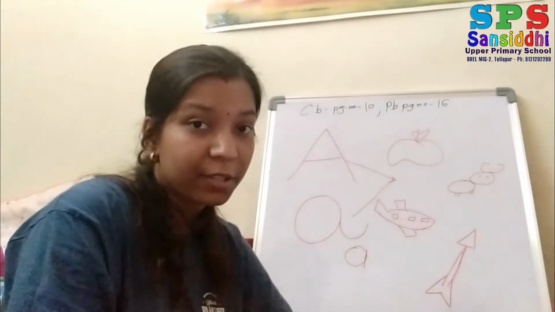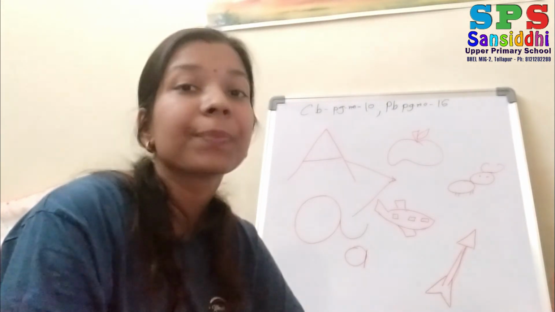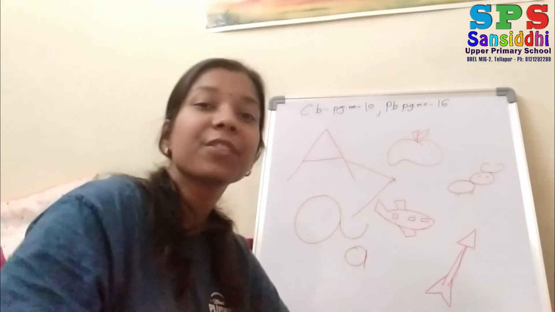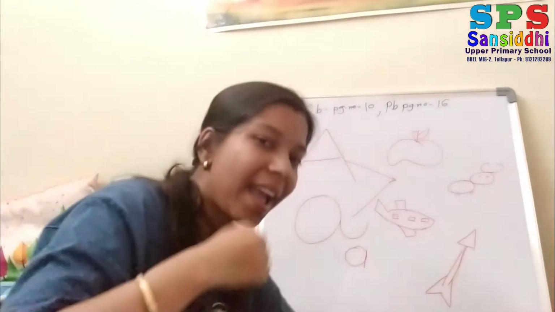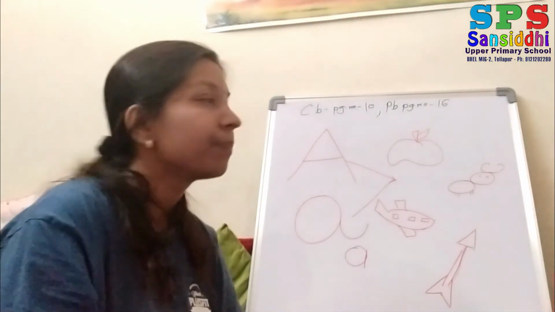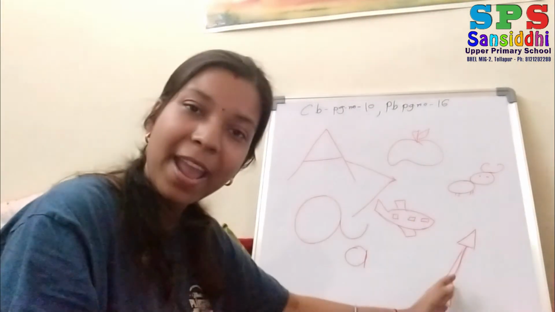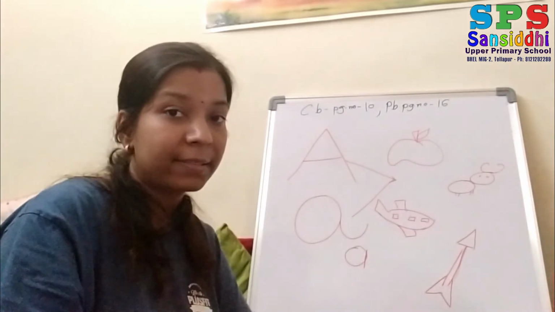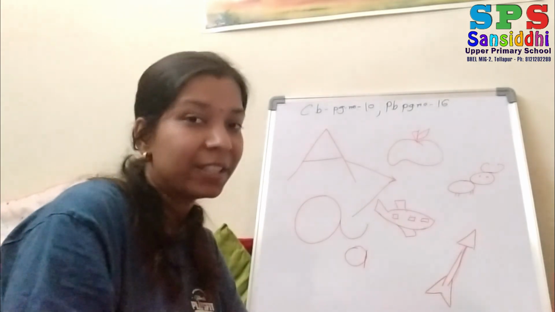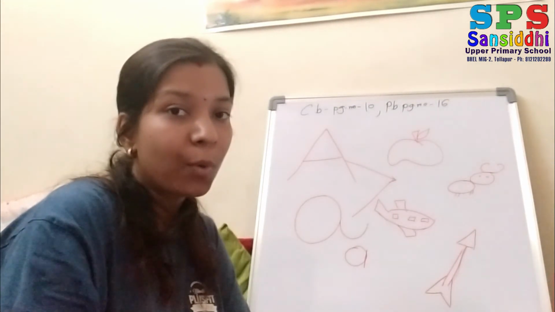So the phonic sound of letter A is A. What is the phonic sound of letter A? A. Again, shall we sing one more time? A is for apple, apple, apple. The phonic sound of letter A is A. So A for apple, A for ant, A for aeroplane, A for arrow. So practice it at your home. We have learned today letter A, right? So now practice it and do your homework at your home.